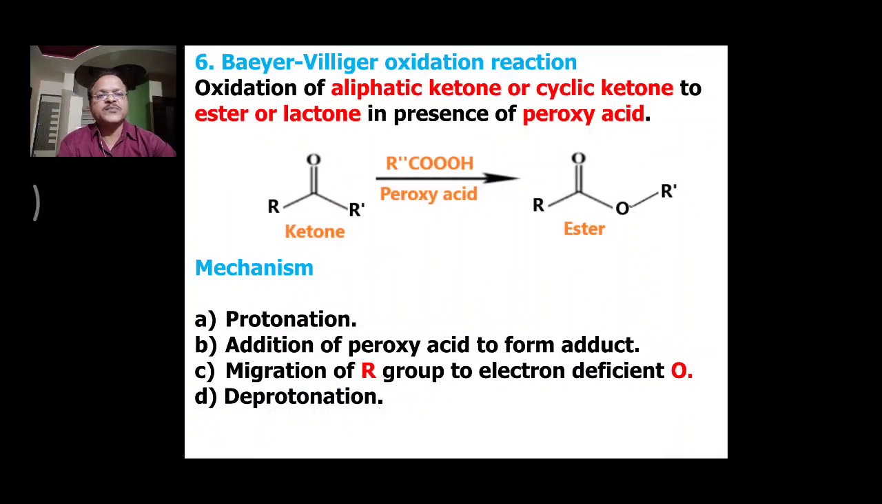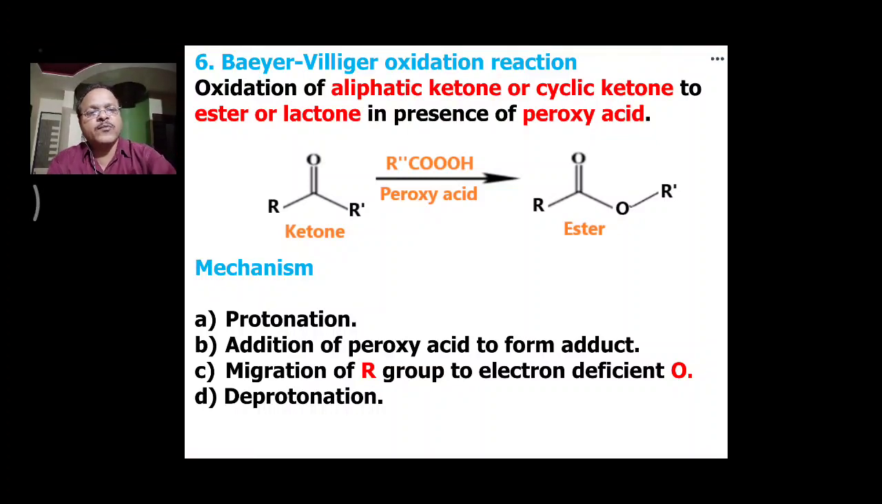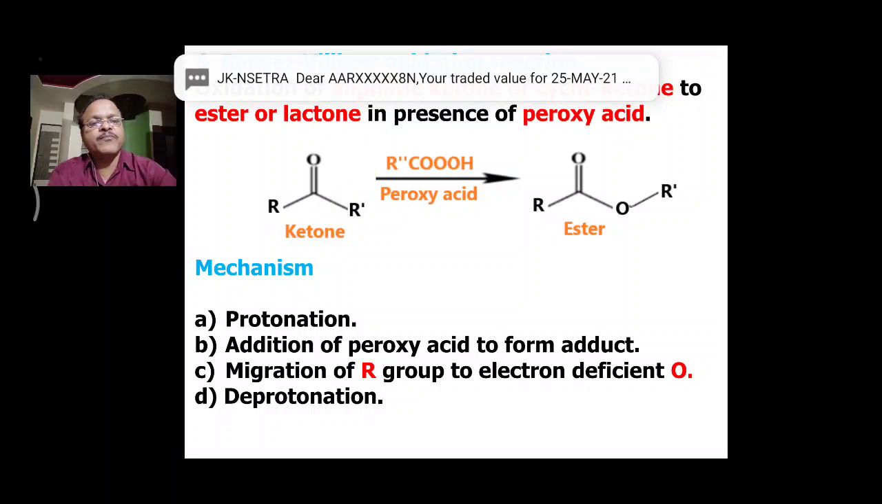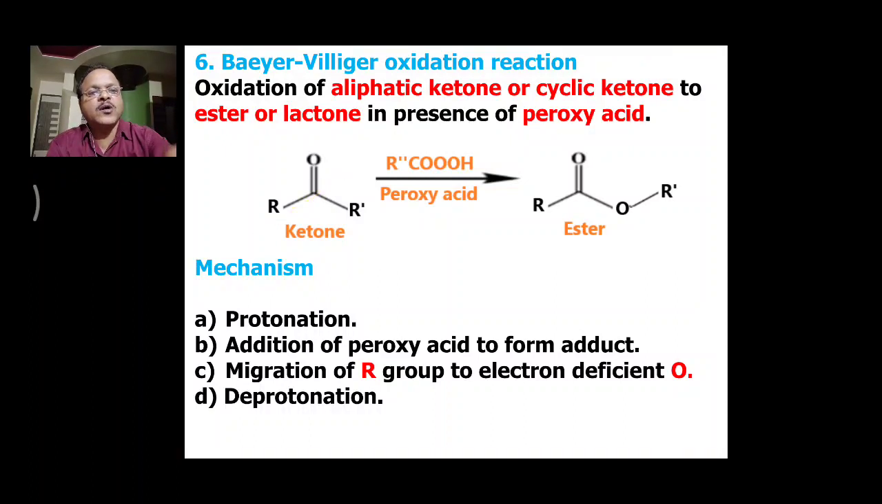And the last reaction is the Baeyer-Villiger oxidation reaction. Now what is this Baeyer-Villiger oxidation reaction? Oxidation of aliphatic ketones or cyclic ketones to esters or lactones in the presence of peroxy acid is called the Baeyer-Villiger oxidation reaction. So we can oxidize ketones, aldehydes or cyclic ketones to the corresponding acid, ester or lactones. Now this is a general example of the Baeyer-Villiger reaction. Ketone on reaction with peroxy acid forms ester.